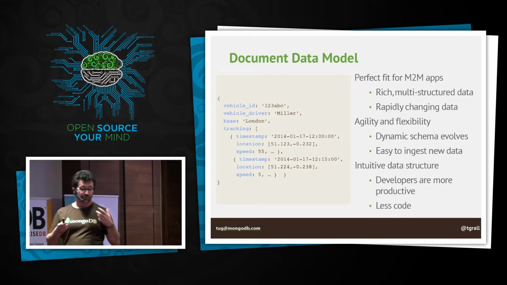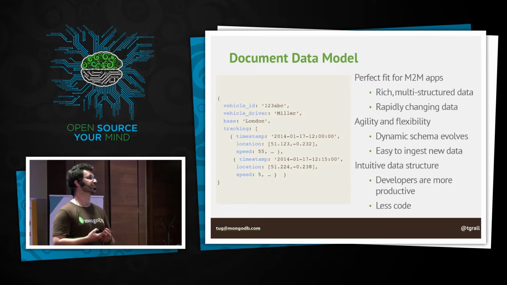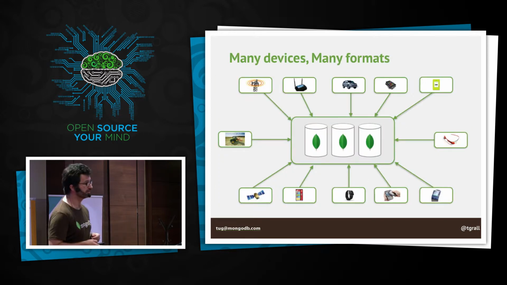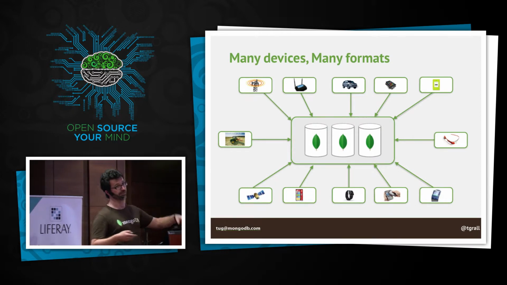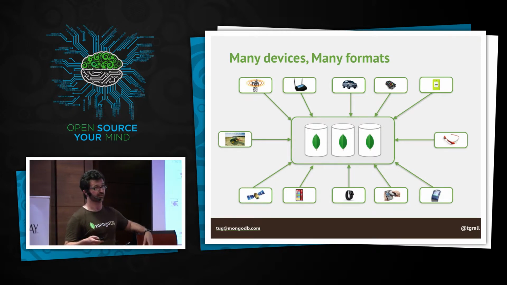So how do we do that? If you look back at this specific picture, we have many sensors. Stuff coming from GPS, stuff coming from your smartphone, stuff coming from Google Glass. None of them will send you the same message. So you have different formats.